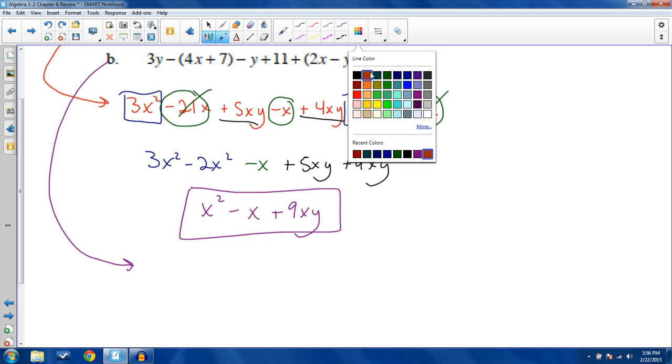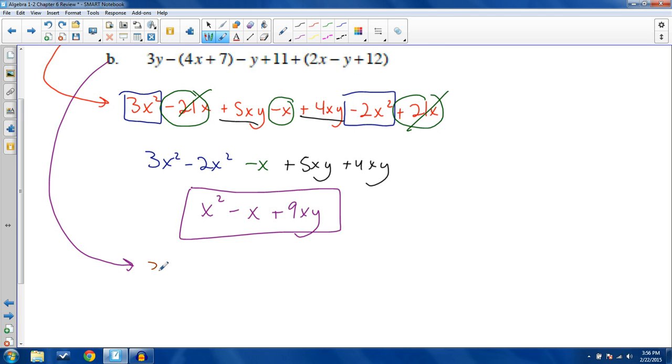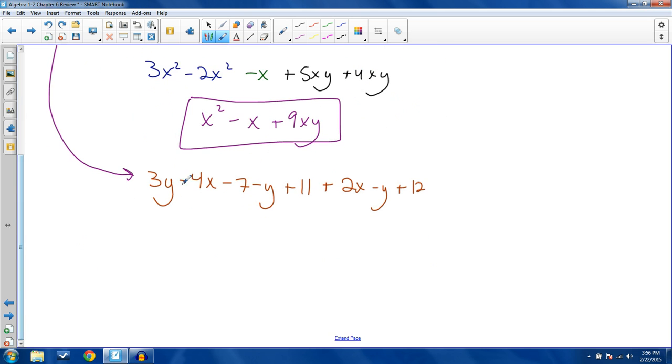B, 3y. Now, I explained how we distribute the negative last time, so I'm just going to write it out. Minus 4x minus 7. Then I have minus y plus 11. And don't let this parenthesis thing trick you. There's nothing going on here. We're not multiplying. We're not distributing anything. For some reason, parentheses are just there. But get them out of the parentheses. That way you can actually start rewriting stuff. Otherwise, you have to keep everything inside the parentheses.